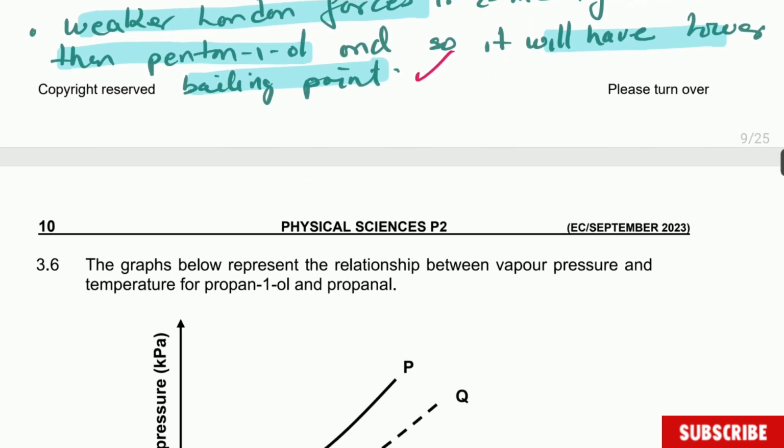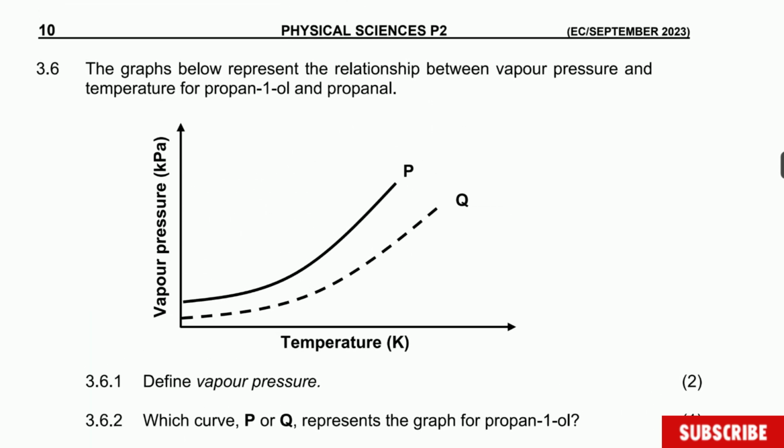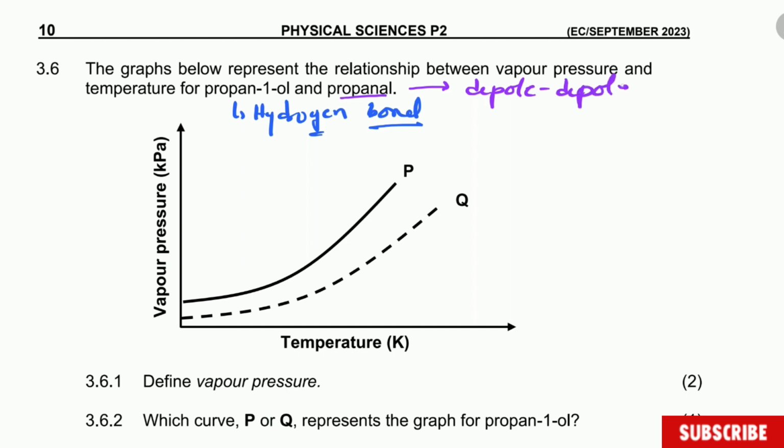So let's go to question 3.6, and we're almost done with this question. They say the graph below represents the relationship between vapor pressure and temperature for propan-1-ol and propanal. Real fast, propan-1-ol, we already spoke, has hydrogen bond apart from the London forces, right? And the aldehyde, propanal, will have dipole-dipole forces. That is important. And just for control, hydrogen bond is stronger. We are writing important information here.